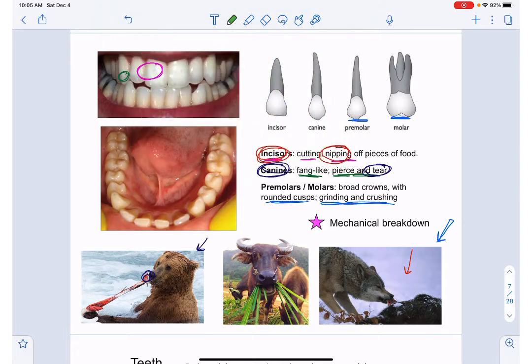And then lastly, what about this cow or this oxen? Herbivores eat a lot of grass. Well, this animal is using its premolars and molars in the back, and it's grinding that grass together between those crowns, and it's grinding it and crushing it.